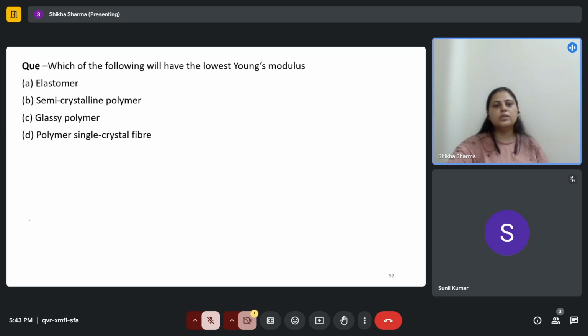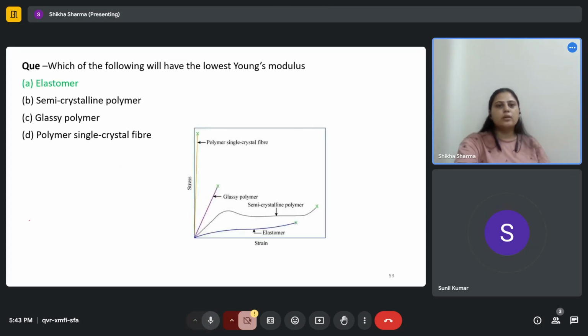It's discussed in the mechanical properties of polymers. This question is discussed. So you are correct. Elastomers, when we plot stress versus strain, will have the lowest Young's modulus value. For the rest, when we have a little bit of strain, the polymer single crystal fiber will have so much of stress.